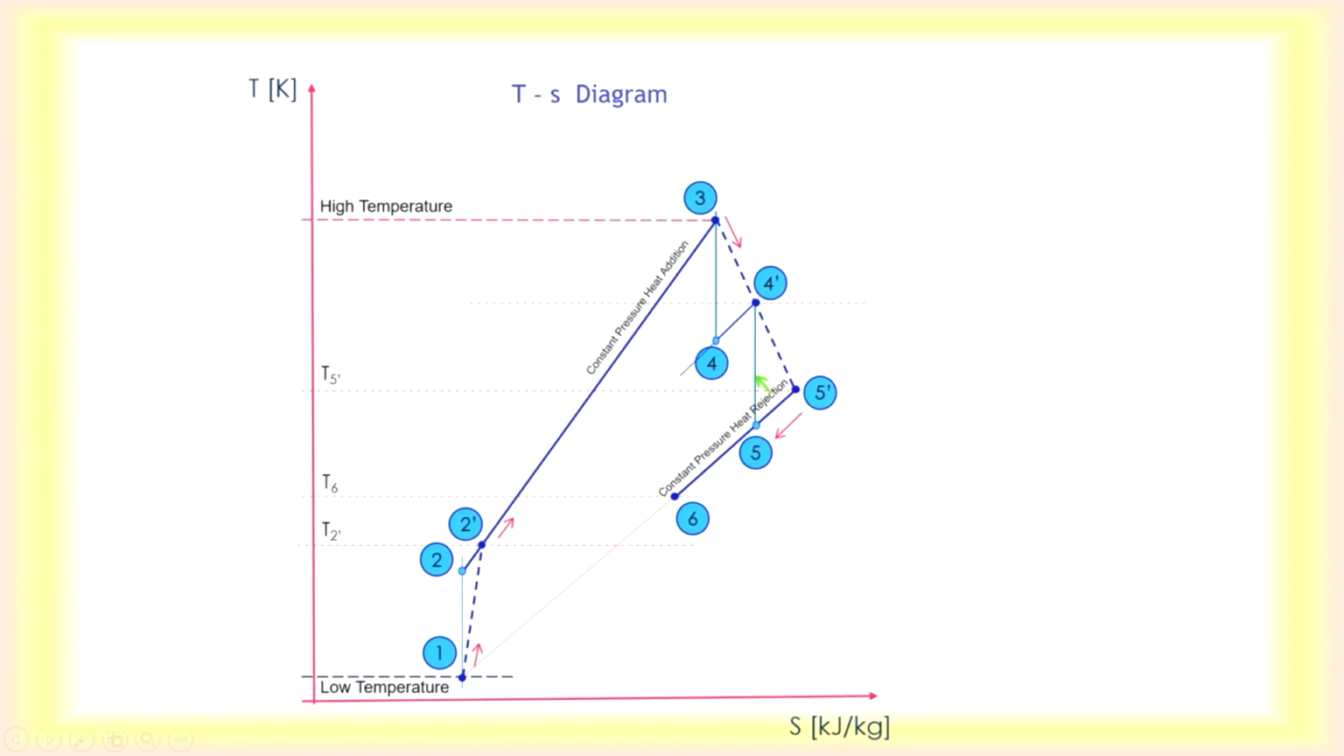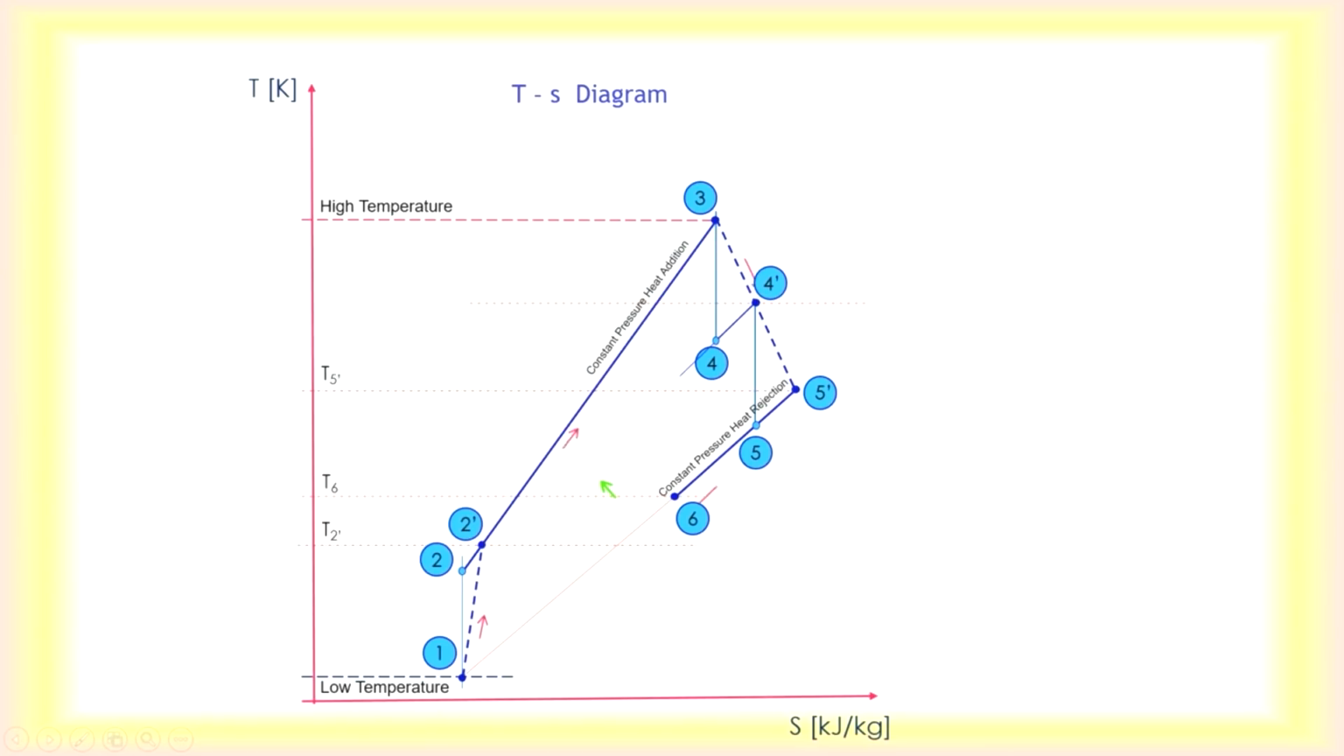From 4 prime to 5, it goes into the low pressure turbine where it undergoes isentropic expansion. And due to irreversibilities, you have 4 prime to 5 prime. And then the exhaust gas leaves the low pressure turbine. So this would be a T-S diagram for an actual gas turbine cycle. You can see we don't connect the last point to the initial point 1. So this is an open gas turbine unit.